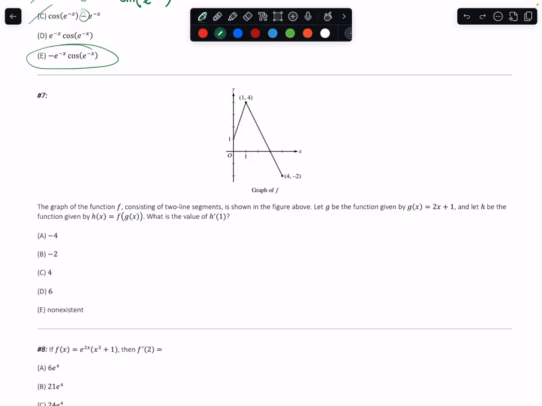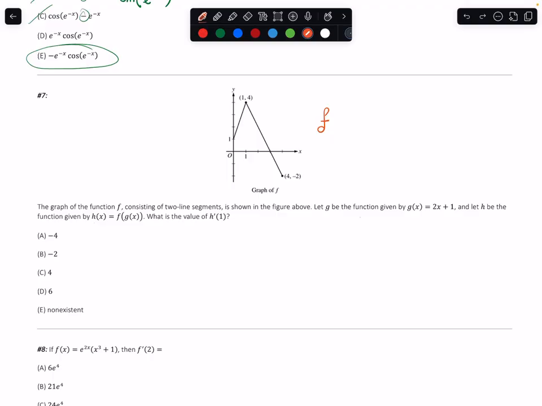So I thought this was a tough AP question, especially early on, but might as well not waste any time. The graph of the function f, consisting of 2 line segments, is shown in the figure above. Let g be the function given by g of x is 2x plus 1, and let h be the function given by h of x is f composed with g of x. Cool beans. Composite function.